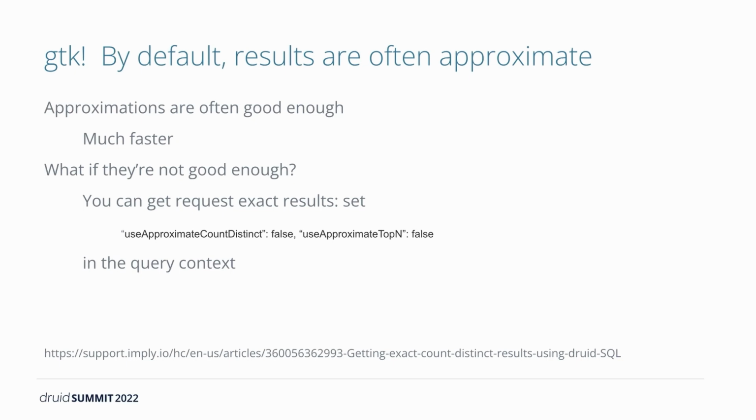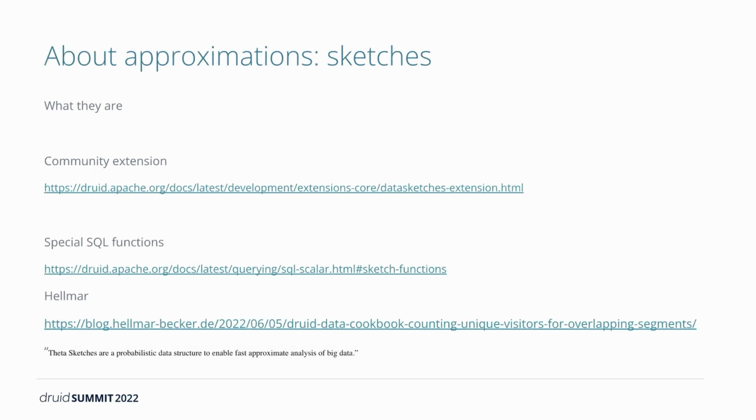And speaking of approximate results, sometimes you really do want approximations. Again, say you're looking at clicks, or maybe users who visited a site or a page, and you don't need to know every single user, but you want to have an idea of the number of users. There's a community extension called Data Sketches, which allows you to store statistical information about unique values.